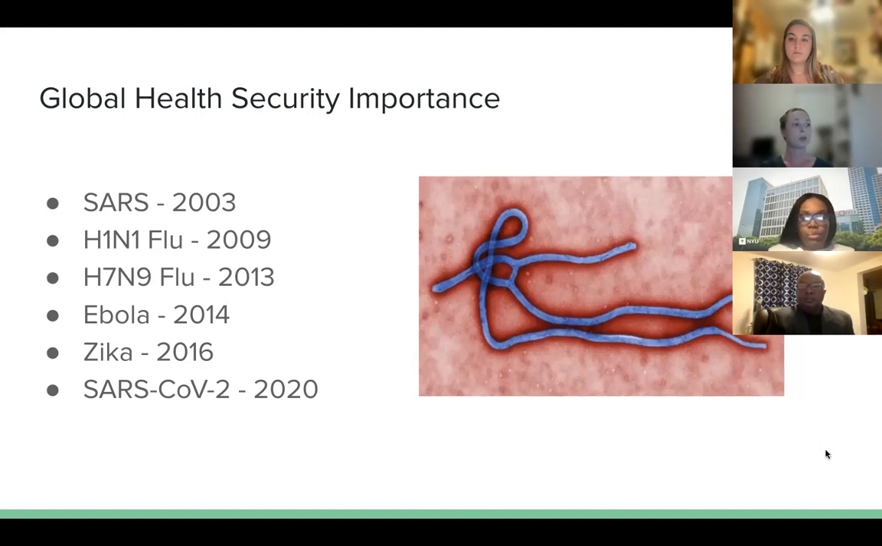Now, these outbreaks showed the weaknesses in healthcare systems and proved that highly infectious diseases need an international multi-sectoral approach to mitigate deaths and maintain economic stability.